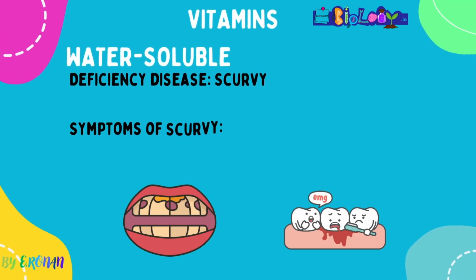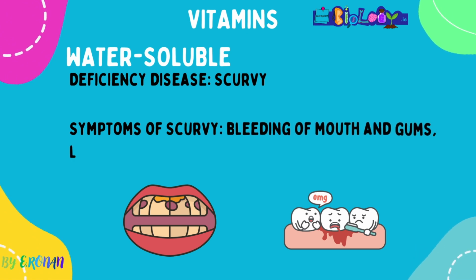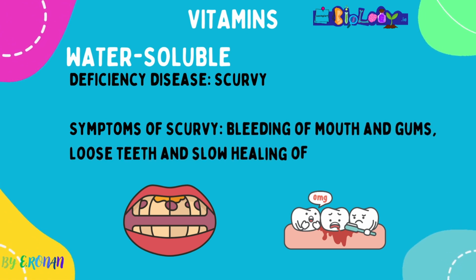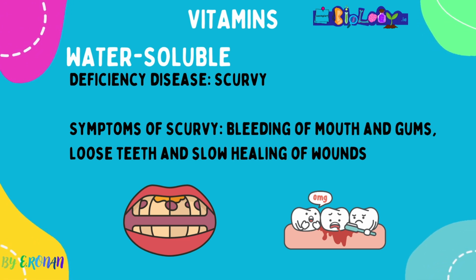The deficiency disease associated with vitamin C, or a lack of, would be scurvy, whose symptoms include bleeding of the mouth and gums, loose teeth and slow healing of wounds. Okay, so make sure we know water soluble, fat soluble, examples, deficiencies and symptoms of those.